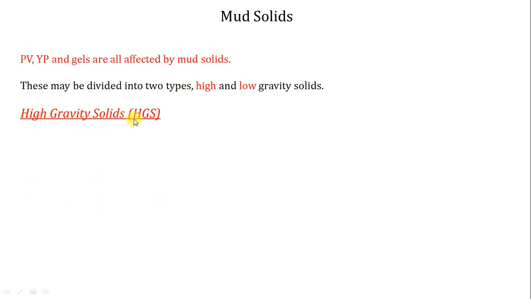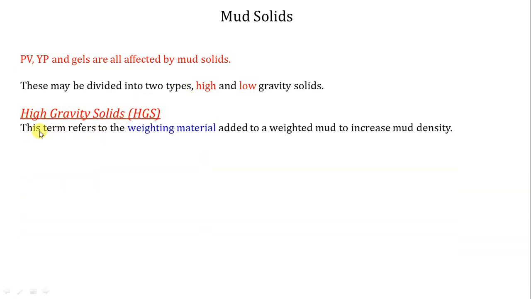The high gravity solid, or HGS, is a term which refers to the weighting material added to a weighted mud to increase the mud density, like barite, hematite, calcium carbonate, all these materials. Also, it refers to any material with a specific gravity more than 2.65.